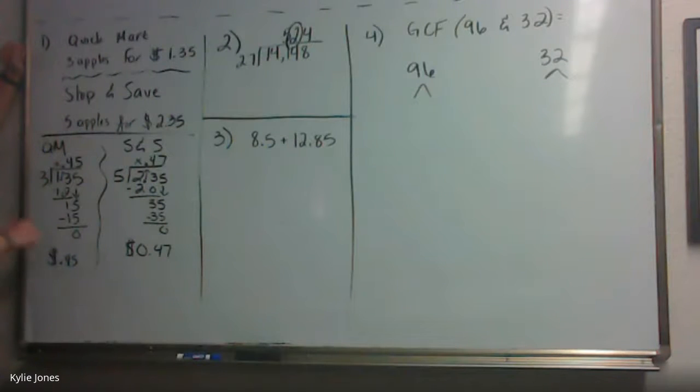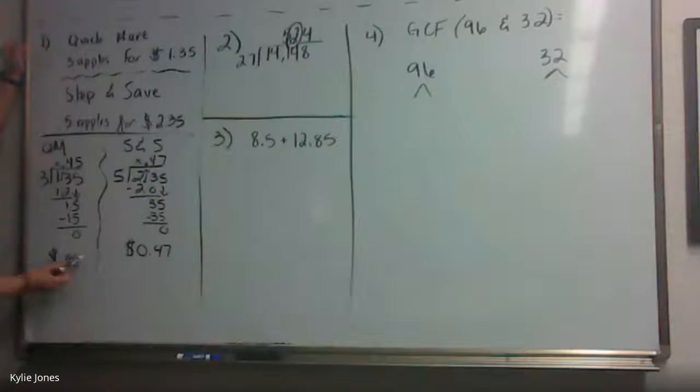So where would you go if you want a cheaper apple? Yeah, you want to go where it costs less money, which is Quick Mart. Right? Good. All right.